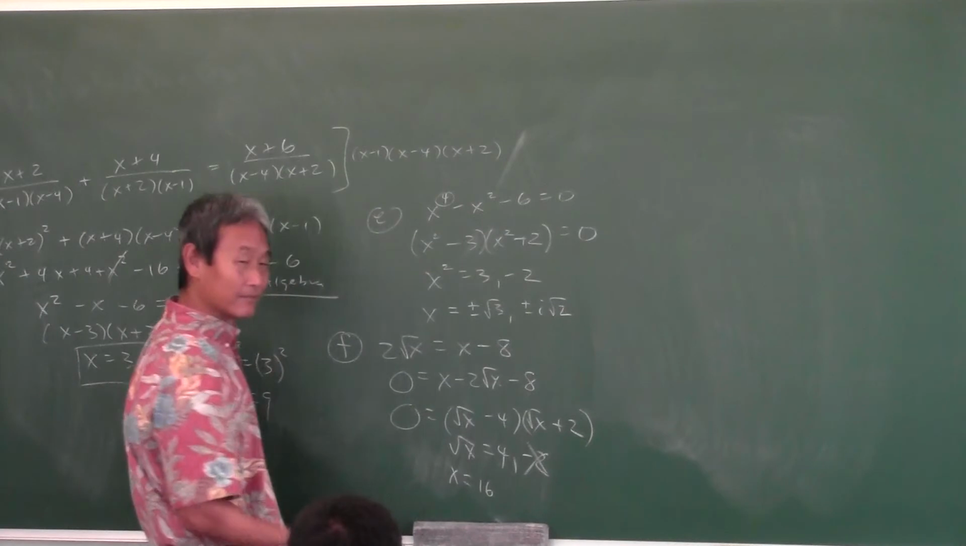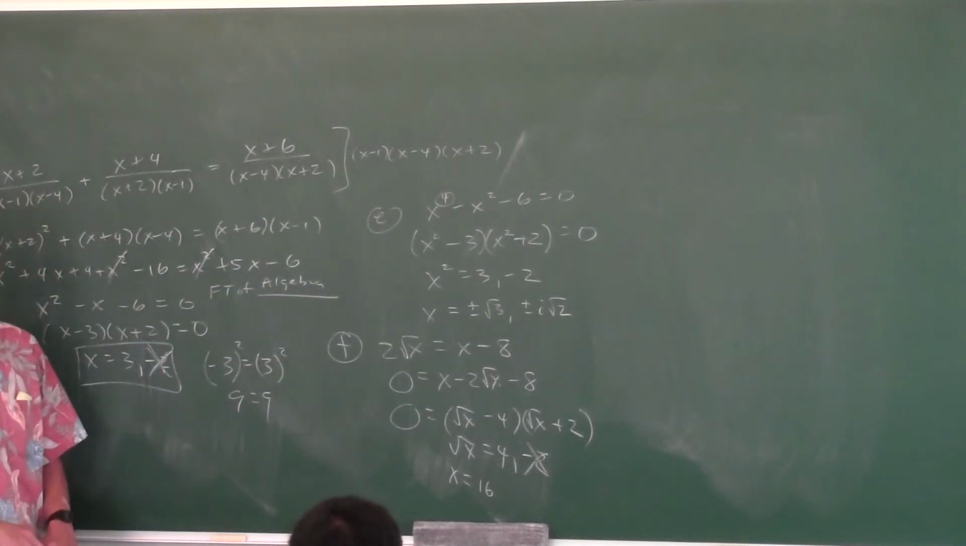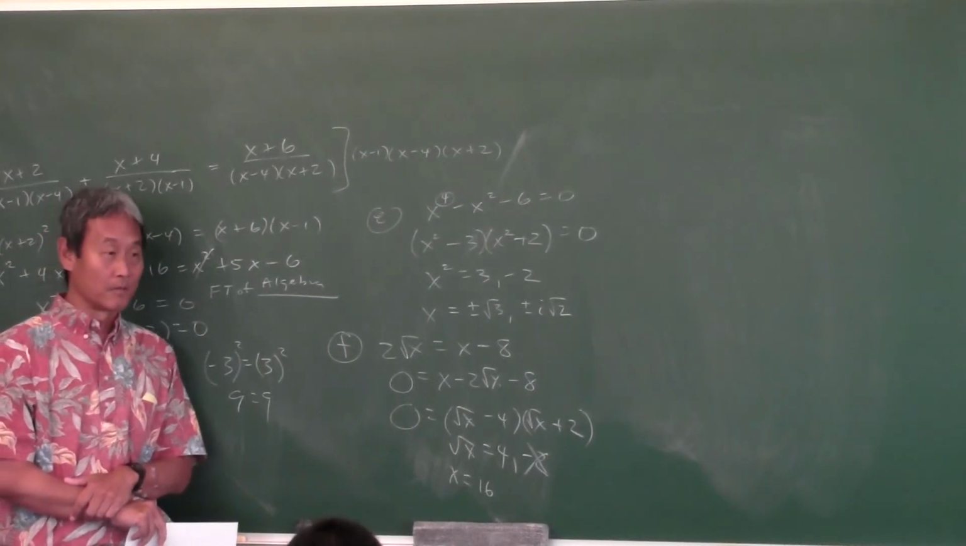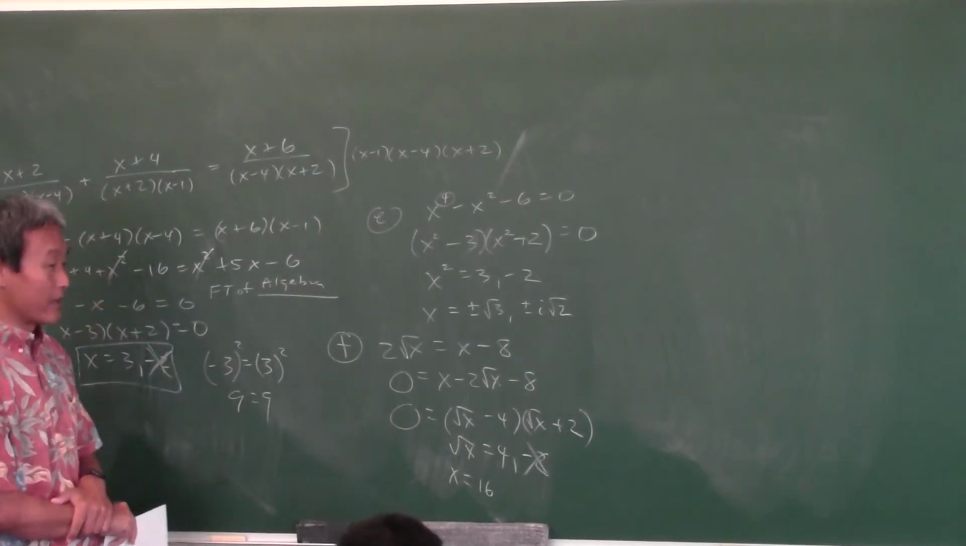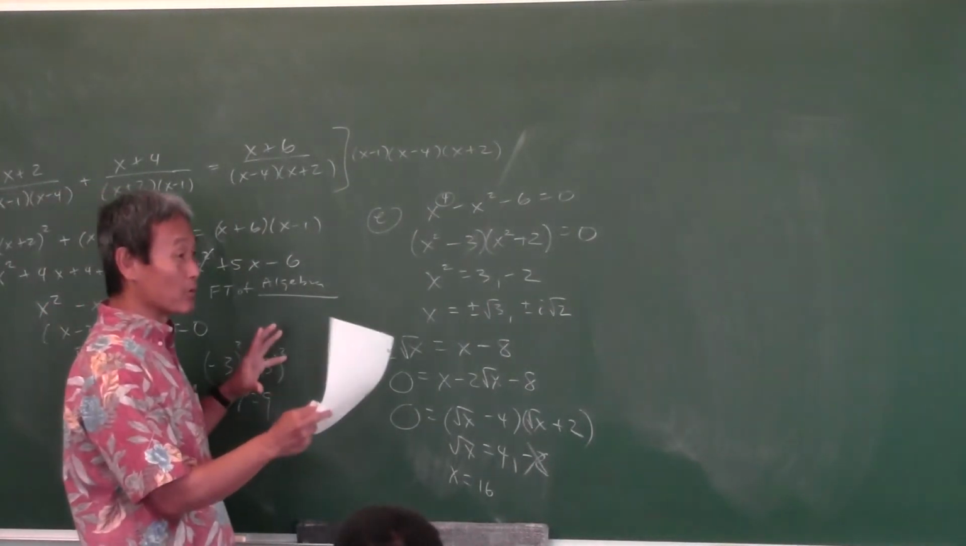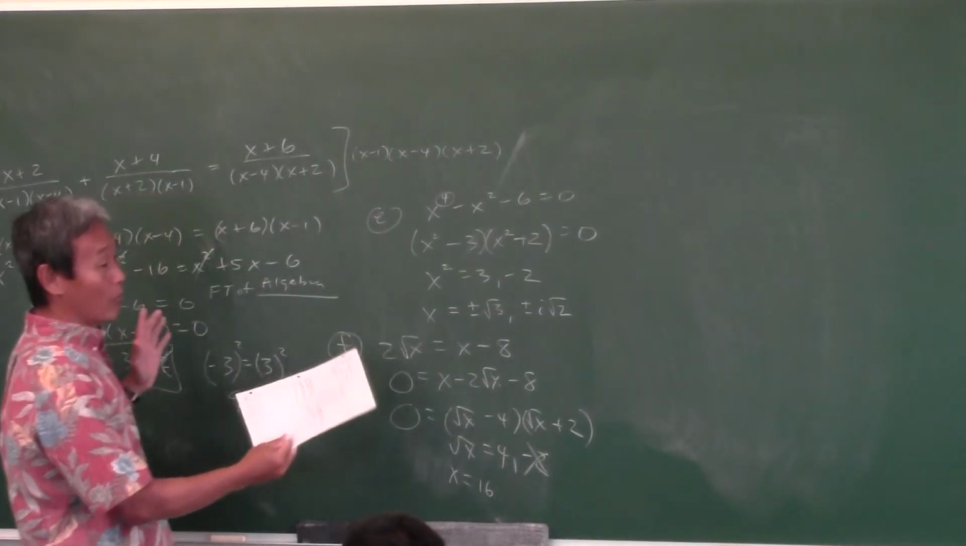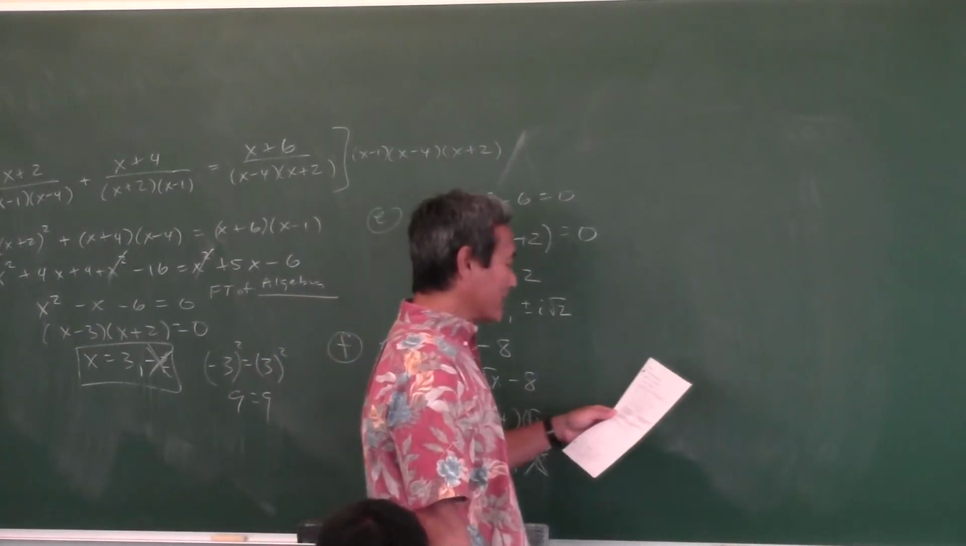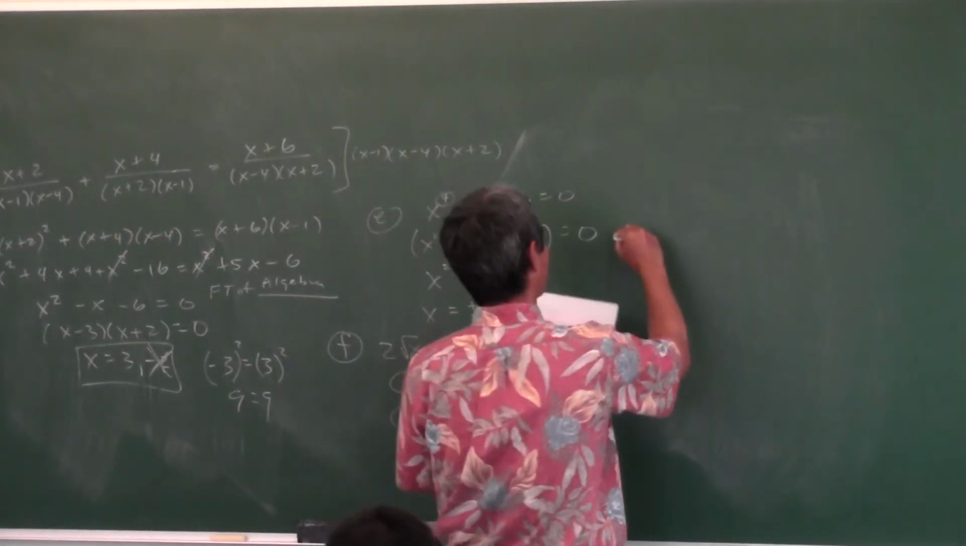16. And you don't need to check your answers. You know why? Because you didn't square both sides. You only have to check your answers when you raise both sides to an even power. Like if you were to raise both sides to the 4th power, you would have to check too. And then G is just practice your algebra.